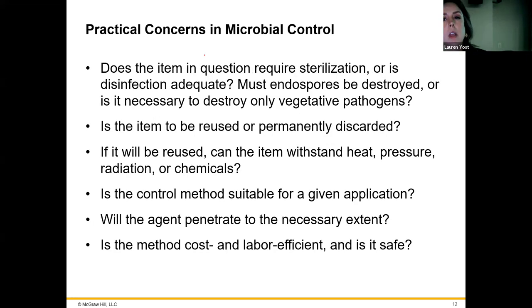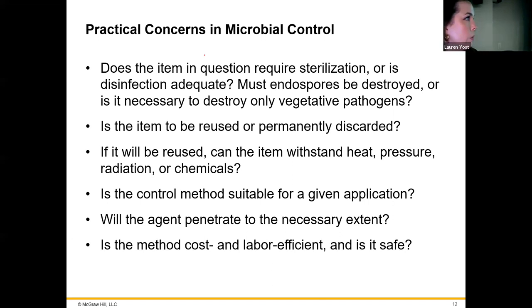All right. Next we have concerns in microbial control. You're trying to keep things clean. What should you be considering? Do you need to sterilize the thing, or is disinfection adequate? Do we need to destroy the endospores? Or can it just be vegetative pathogens in whatever you're working on? Is the item to be reused, or are we going to permanently discard it after this one use? If it will be reused, can the item withstand heat, pressure, radiation, or chemicals?